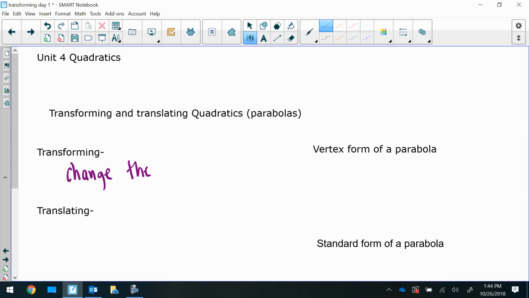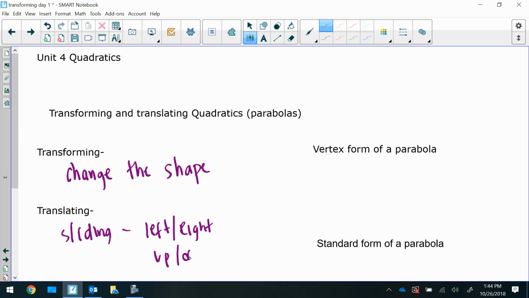Kind of think of Transformers, the movie. So we're going to change the shape from the original, standard graph, and translating is sliding it. I think you guys did a little bit of this in geometry last year. So that's going to go left, right, or up and down.